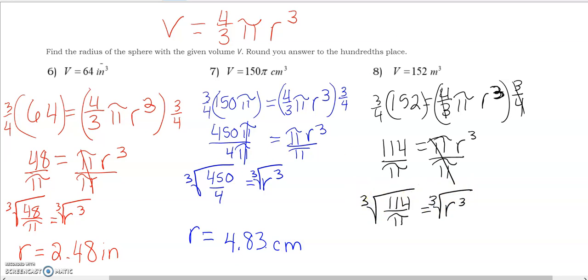And I'm also going to put this right into my calculator. I'll have 114 divided by pi. Put that in parentheses so I remember to raise the whole thing up to the 1/3 power. And we should get a radius of 3.31, and this would be meter.